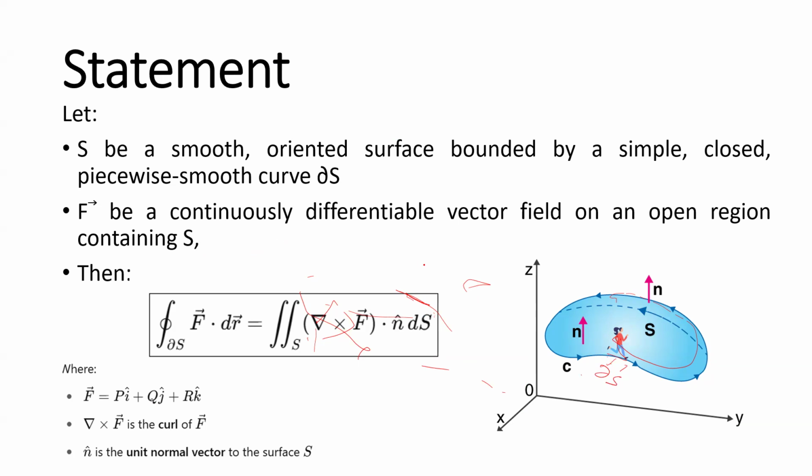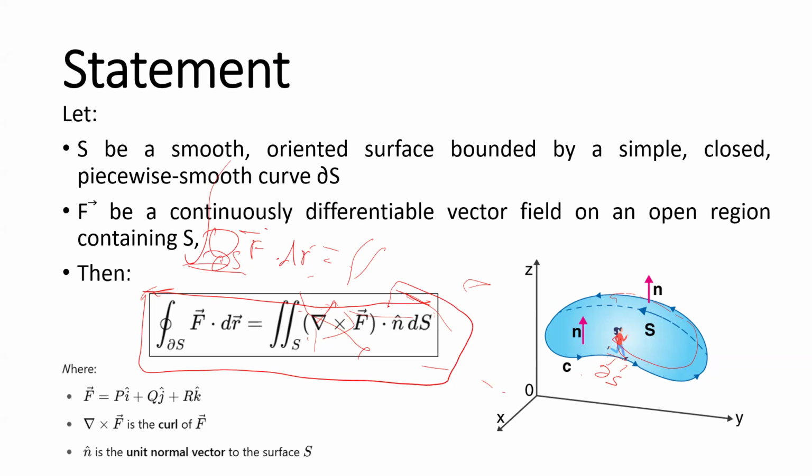Let F be a continuously differentiable vector field on an open region containing S. Then the closed integral over del S of F dot dr is equal to the surface integral of curl of F dot n ds, where n is the unit normal vector across the surface and ds is the surface element. This is our mathematical expression of Stokes theorem.